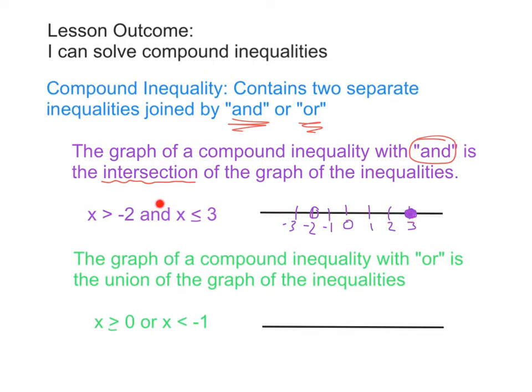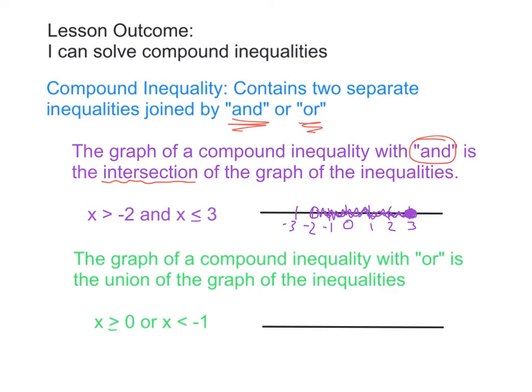Now, it has to be true for both x is greater than -2 and x is less than or equal to 3. So if it has to be true for this and this, then the only place that would work is in between those two points. So that is the solution. If you think about it for a minute, you can test a point. How about the point +1? Is +1 greater than -2? Yes, it is. And is +1 less than or equal to 3? Yes, it's less than 3. So the number 1 should be shaded, and it is.